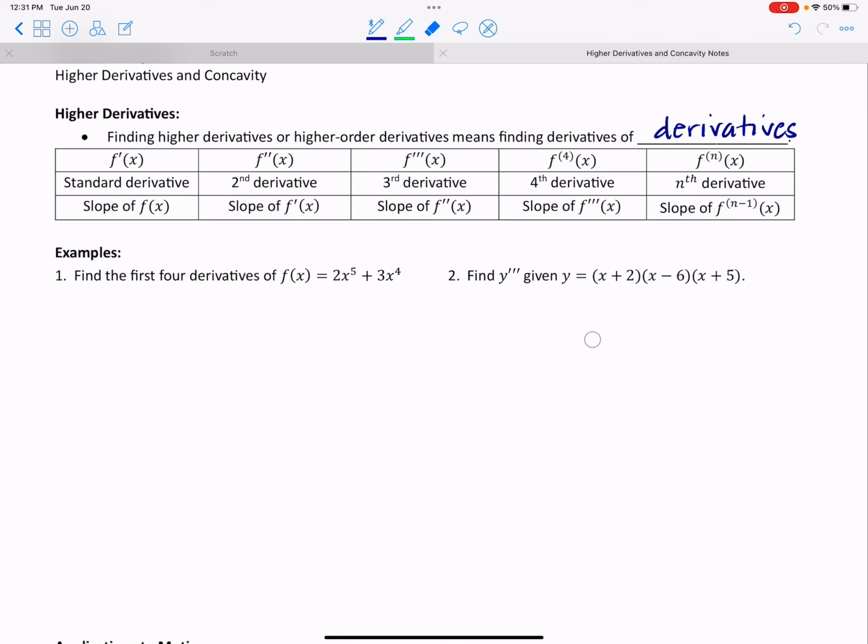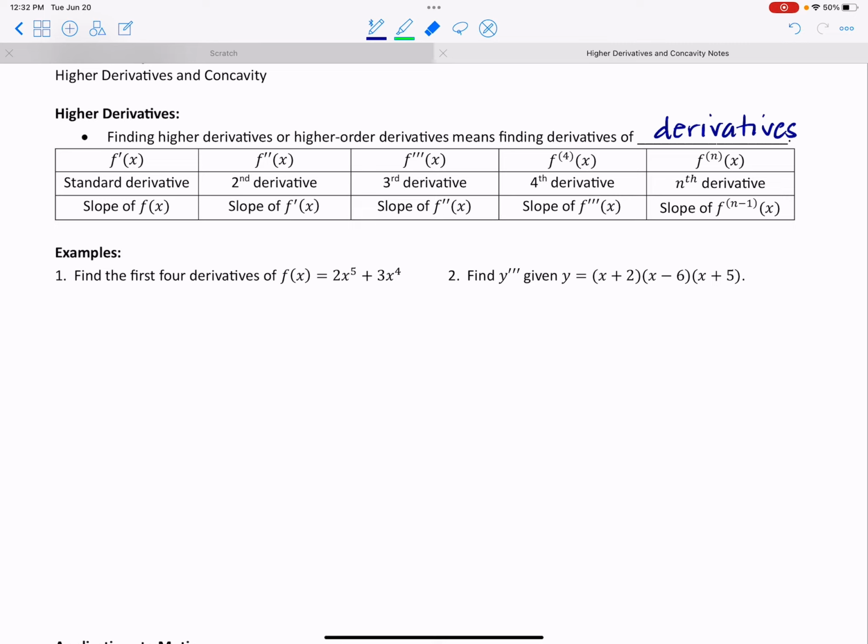Okay? Now just remember what we're doing when we're finding derivatives is we're finding slope. So when we find our first derivative, we're finding the slope of our original function. So if I'm finding the second derivative, I'm finding the slope of the first derivative. If I'm finding the third derivative, I'm finding the slope of the second derivative. If I'm finding the fourth derivative, because it's the derivative of the third derivative, I'm finding the slope of the third derivative. Okay? So it's all still just about finding slopes of the function before it, if that makes sense.